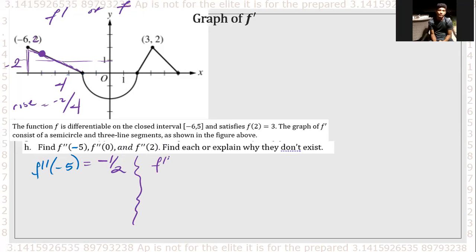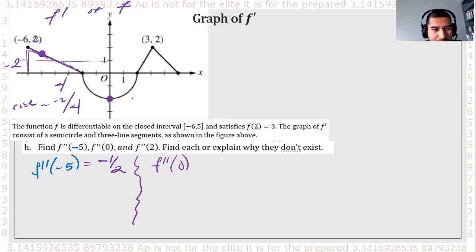So f double prime at 0, well, f prime at 0 right here would be that slope right here. It would be that slope at 0. Yes, this one would be 0. It is a semicircle, guys, so hopefully you know that you can draw a horizontal line. So the slope right here would be 0.